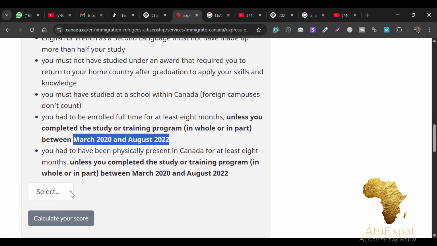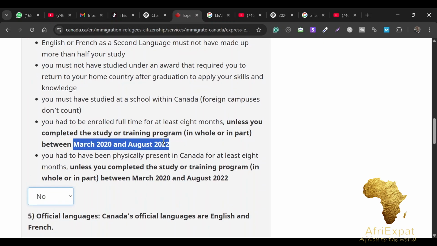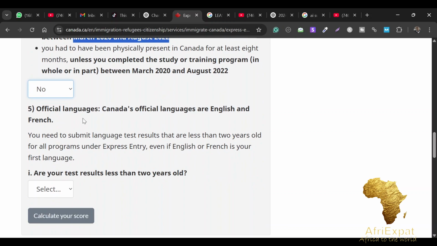Okay, so I will be answering no to this question because I don't meet all of these requirements. All right. So official languages. Canada has 2 official languages, English and French, in case you didn't know. So you must choose which language you want to use to prove your language proficiency. Is it French or English?